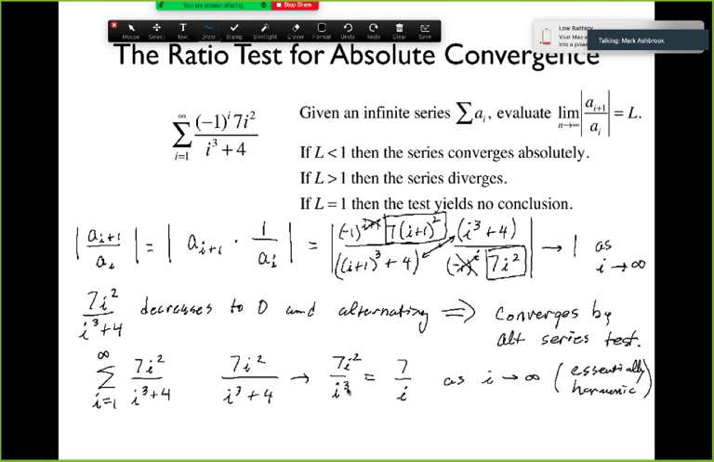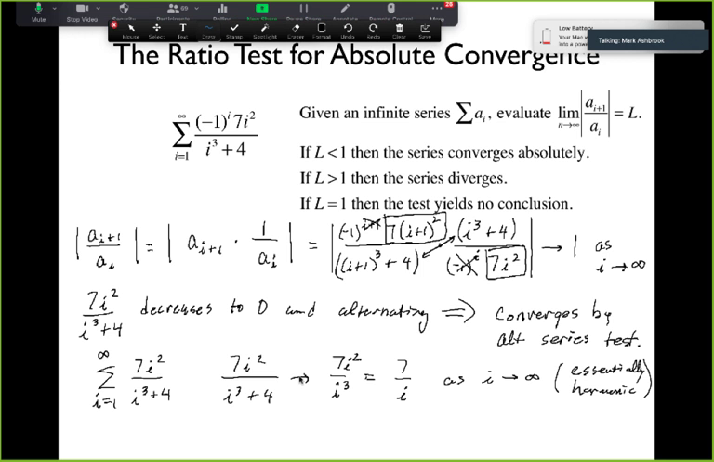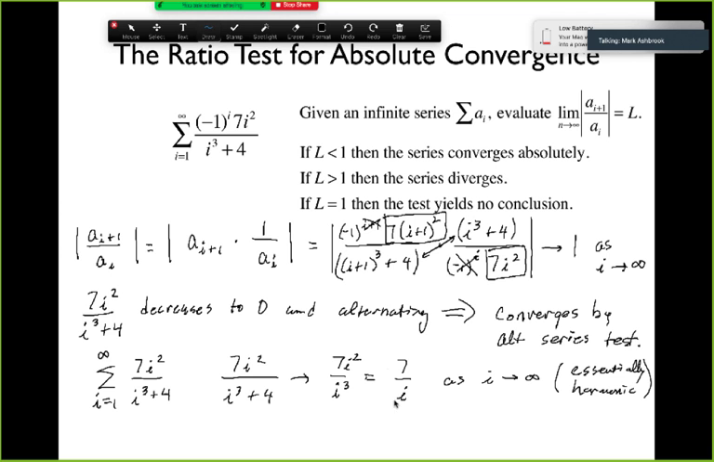This is the limit comparison. I'm looking at the limit of my sequence, and the limit of my sequence is like 7 over i, which is a series that diverges. Therefore, by limit comparison, this diverges. And this was to check for absolute convergence. So, does this series converge absolutely? No. So it converges conditionally.